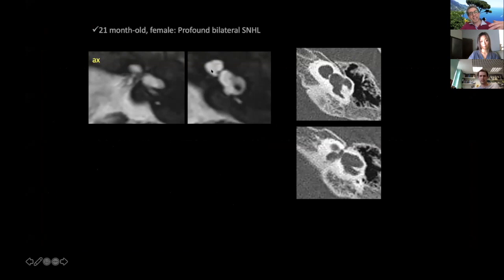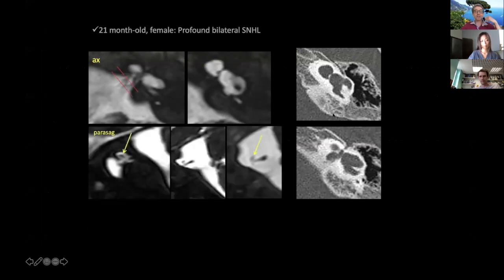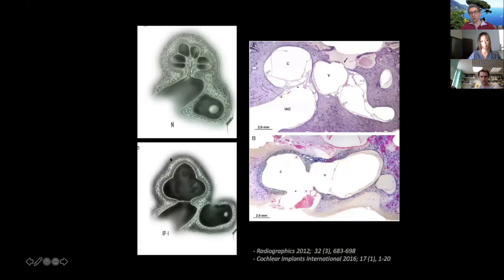So the cochlea has normal size, is clearly separated from the vestibule, but basically there is no internal structure, and this is the CT. In this case, differently from our case, we have the facial nerve, the 8th nerve, and both the divisions. So this is incomplete partition type 1.